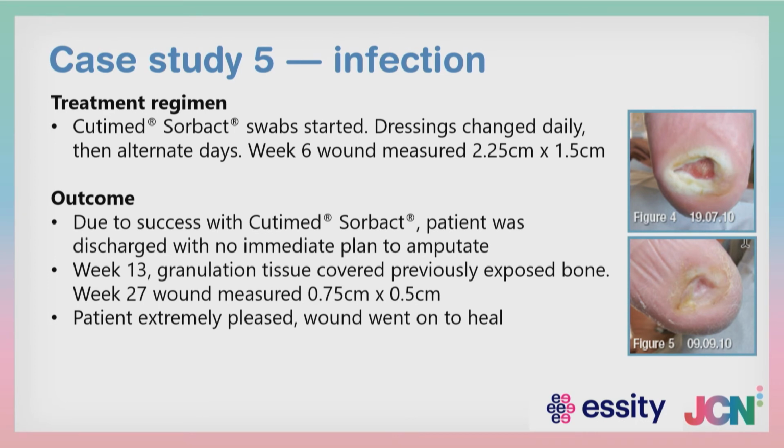The ultimate outcome was, due to the success with Cutimed Sorbact, the patient was discharged with no immediate plan to amputate, which was great news obviously for the patient. At week 13, granulation tissue covered the previously exposed bone. At week 27, the wound now measures 0.75 centimetres by 0.5, so we're at near healing by this point. The patient was so happy and the wound did go on to heal, so that saved an amputation.